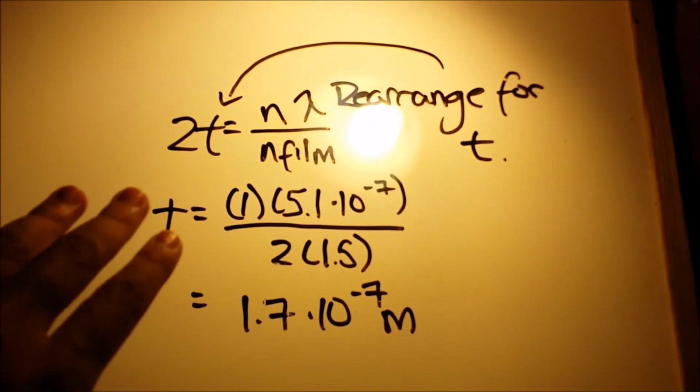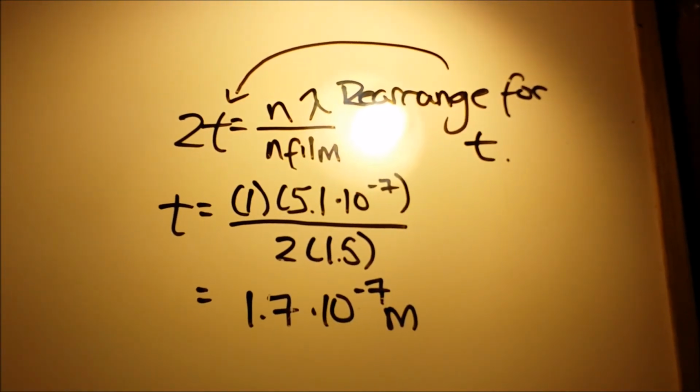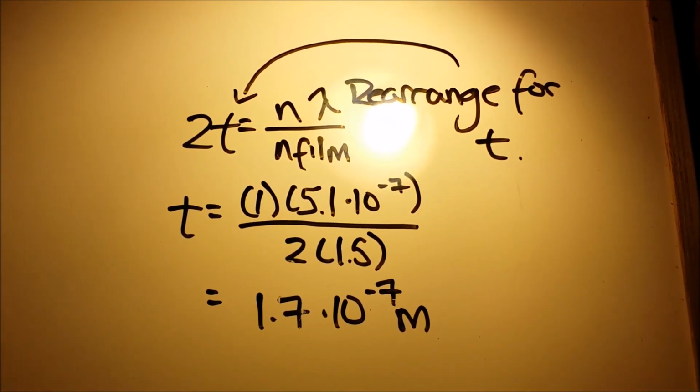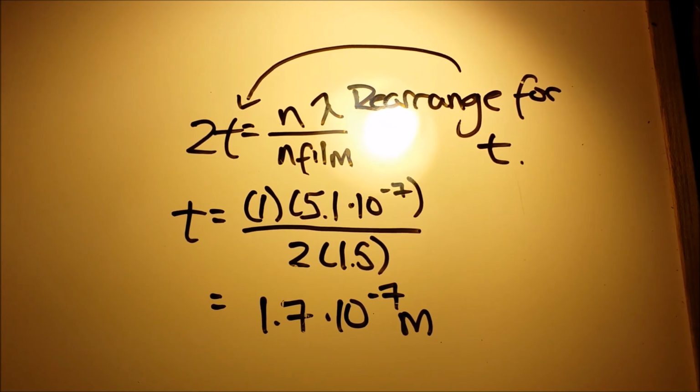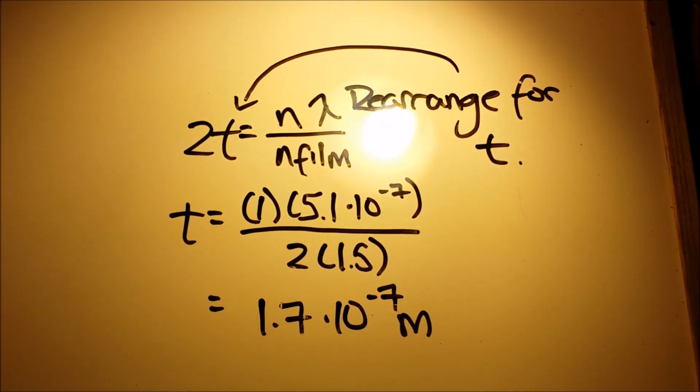Afterwards, you bring the 2 over and isolate t, and your answer comes to 1.7 times 10 to the negative 7 meters. The overall thickness of the film is 1.7 times 10 to the power of negative 7 meters. And after that, that is basically it. Thank you for watching.